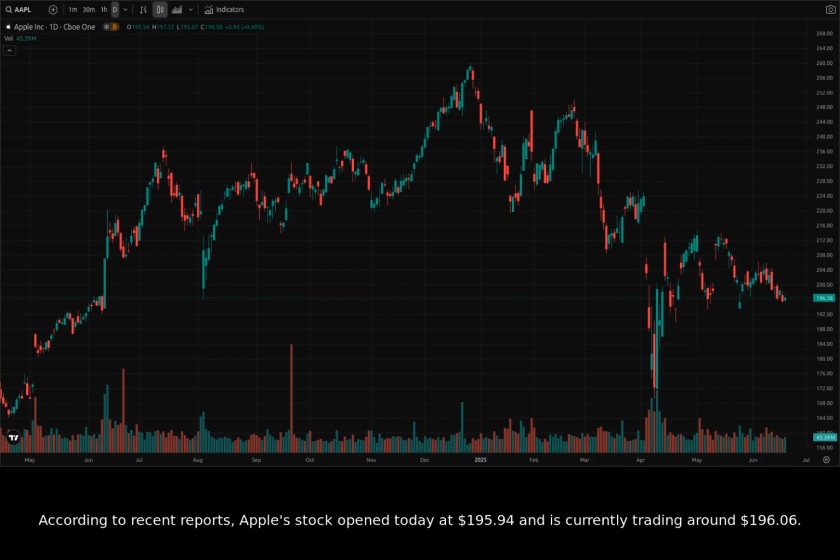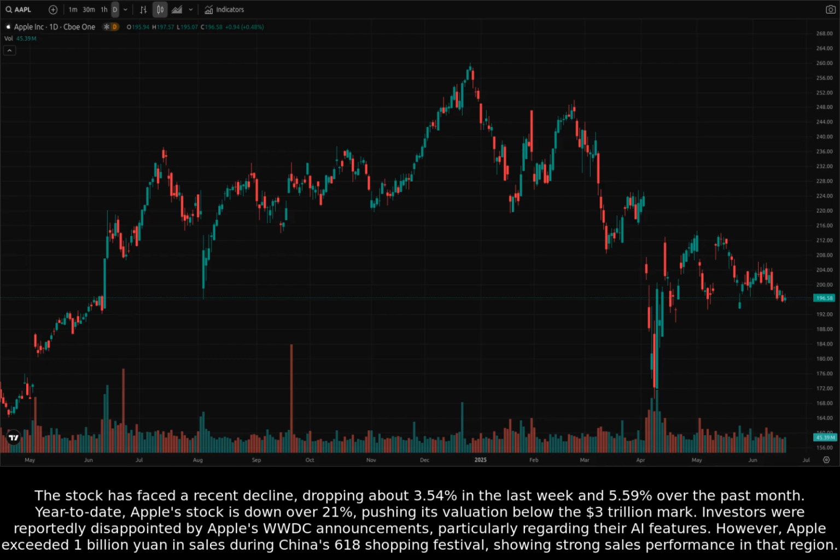According to recent reports, Apple stock opened today at $195.94 and is currently trading around $196.06. The stock has faced a recent decline, dropping about 3.54% in the last week and 5.59% over the past month. Year-to-date, Apple's stock is down over 21%, pushing its valuation below the $3 trillion mark.